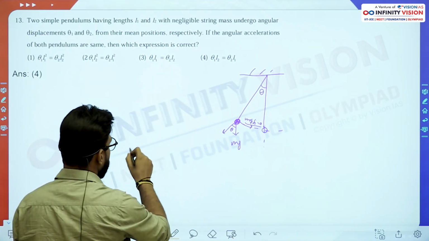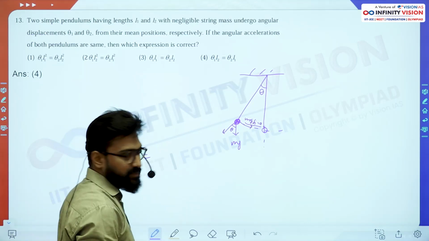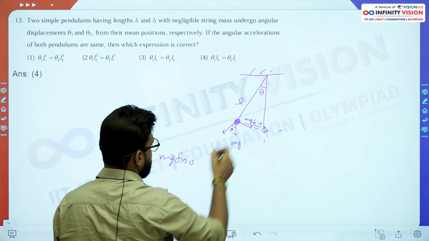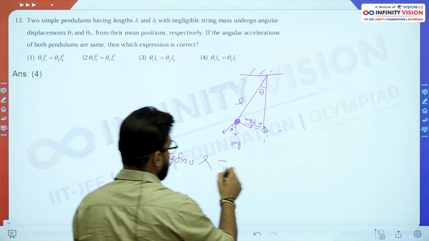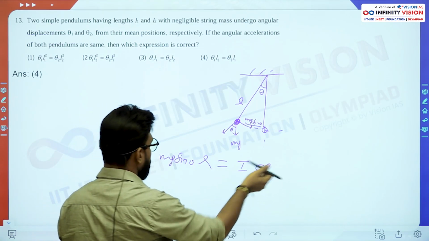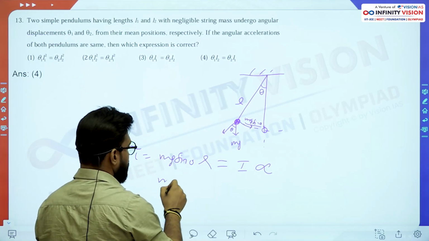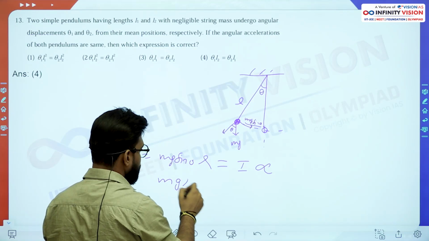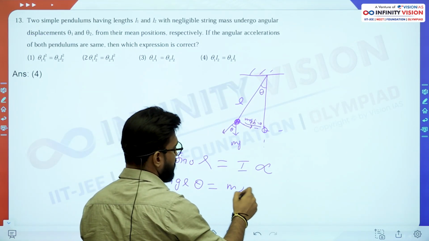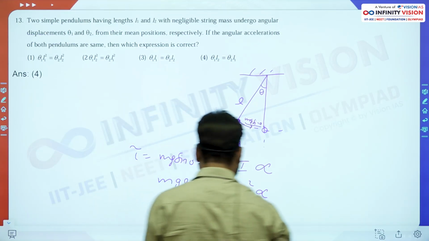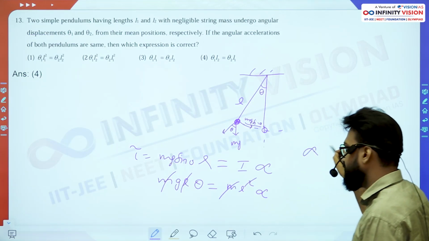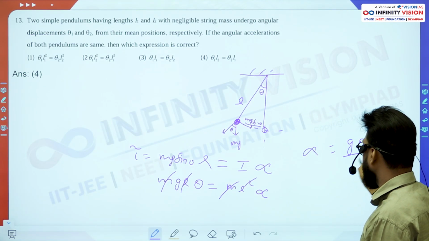So the torque acting on it would be equivalent to force into perpendicular distance. Force is mg sine theta and this perpendicular distance is length of this rod. So this must be equal to I alpha. Okay, in rotation this must be equal to I into alpha. For small angle, sin theta must be equal to theta, so this is mgl theta, and moment of inertia of this would be ml square into alpha. This is how you can easily calculate. L will gonna cancel out, so alpha comes out to be g theta by L.